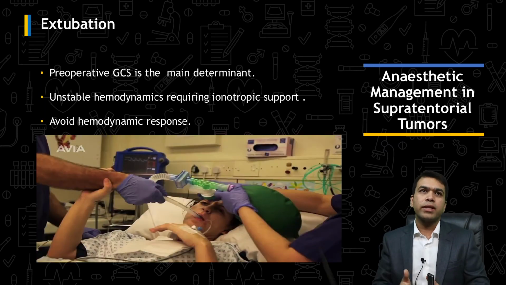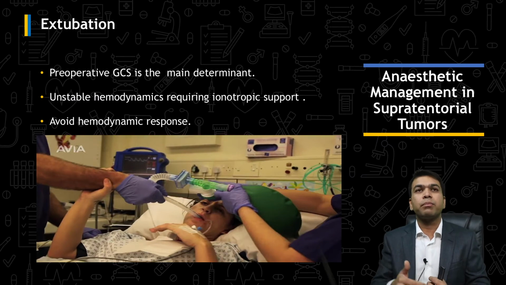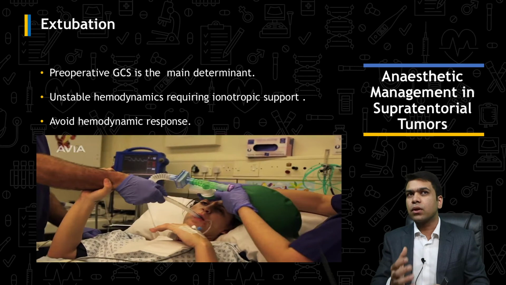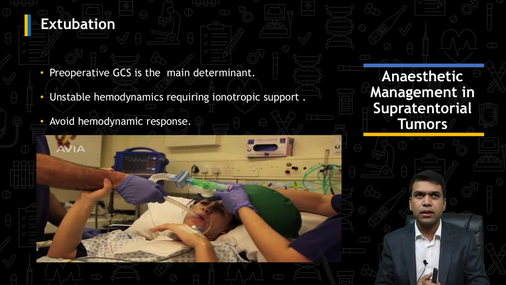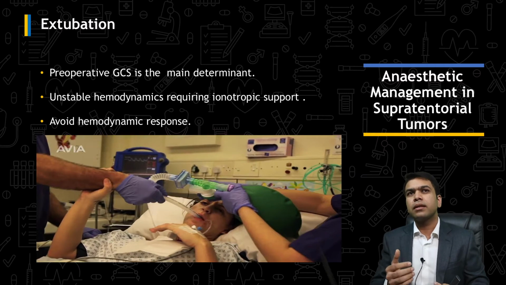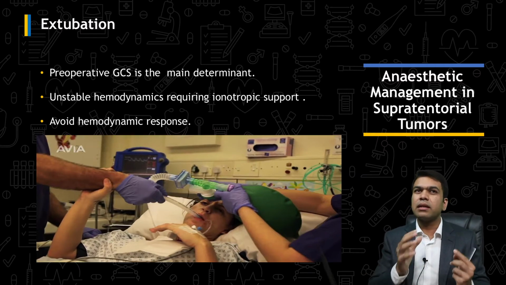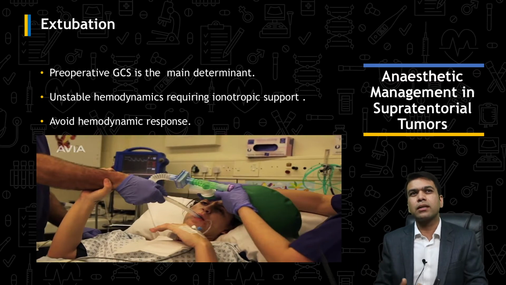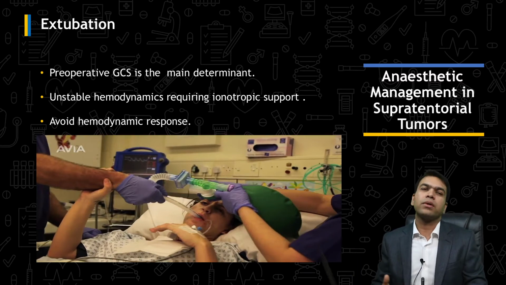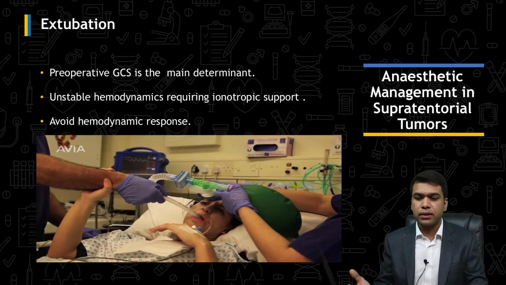And coming to extubation, whom to extubate, whom not to extubate is mainly determined by the preoperative GCS of the patient. If the patient is very drowsy and is not obeying commands, then better go for postoperative ventilation in those patients. And if the patient is conscious and obeying, then you can plan to extubate on table. And unstable hemodynamics requiring very large inotropic supports, maybe you need to go for postoperative ventilation. Other patients, you can go for extubation.